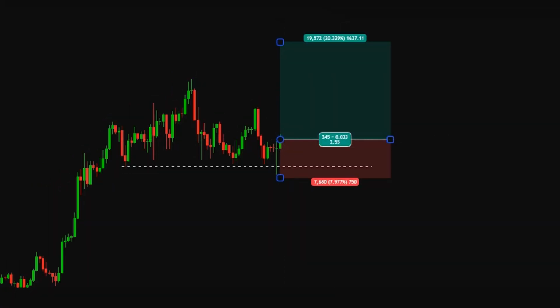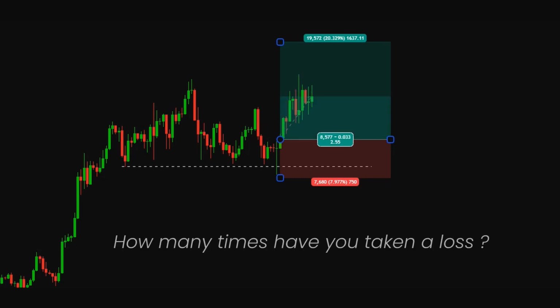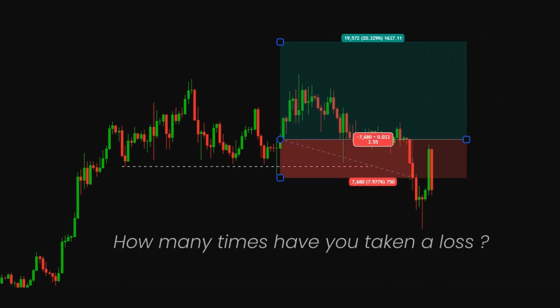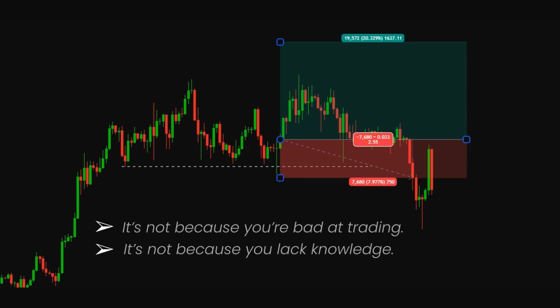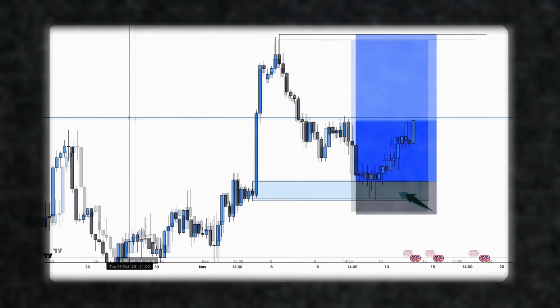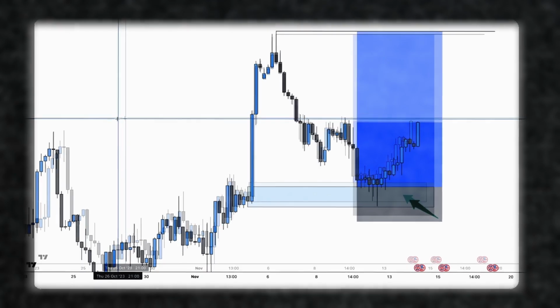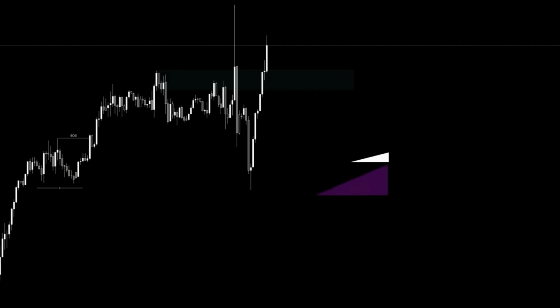Let me ask you something real quick. How many times have you taken a loss, and you didn't even know why it happened? It's not because you're bad at trading. It's not because you lack knowledge. It's because you don't have a setup with clear, objective rules. In trading, if you don't have a setup, you're not really trading. You're just gambling with price.